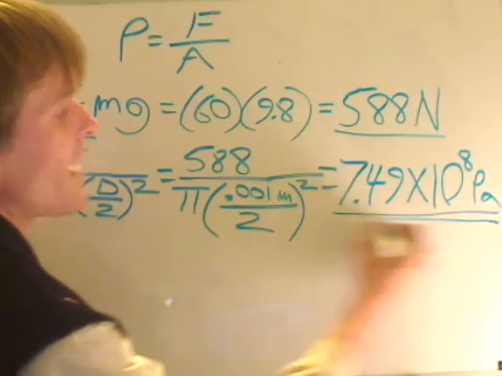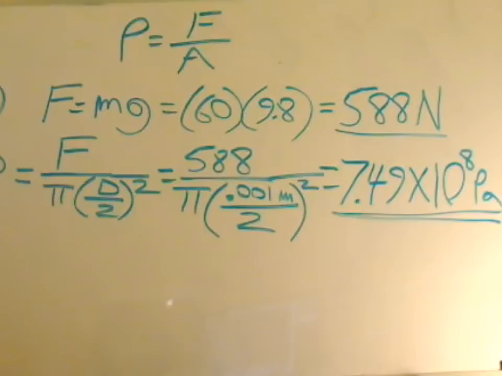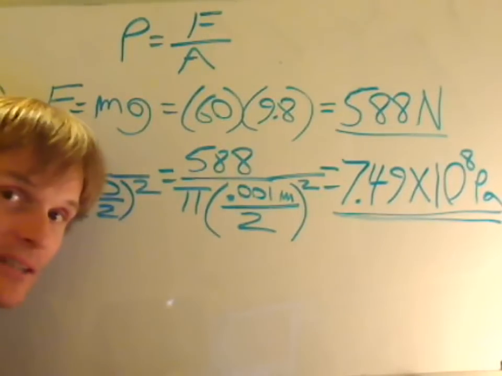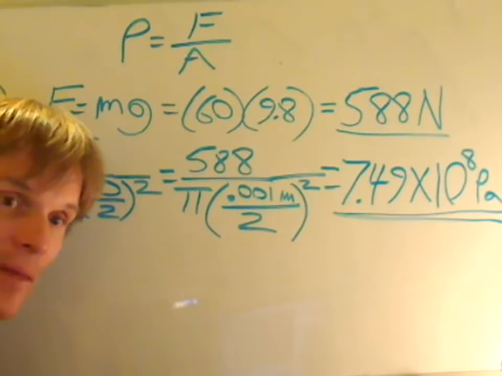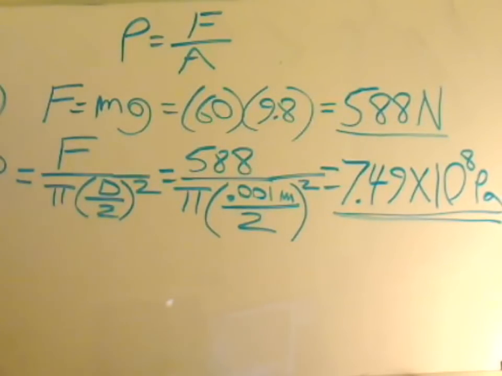And what is that in terms of atmospheric pressure? That's nearly 10,000 times atmospheric pressure. That is a tremendous amount of pressure, and that nail is going to puncture this person's foot, no problem.